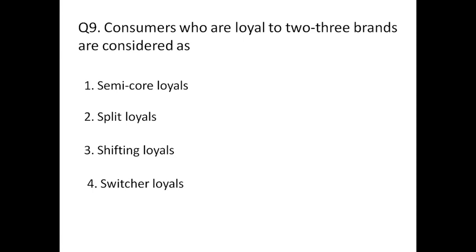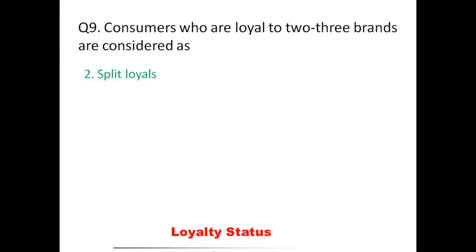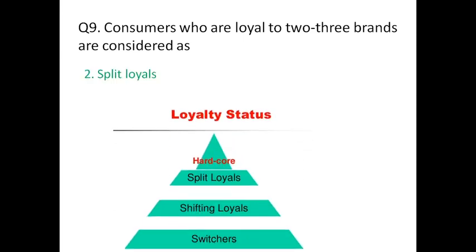Question number 9. Consumers who are loyal to 2 to 3 brands are considered as semi-core loyals, split loyals, shifting loyals, or switcher loyals. The right answer is split loyals. This is the order of loyalty status.